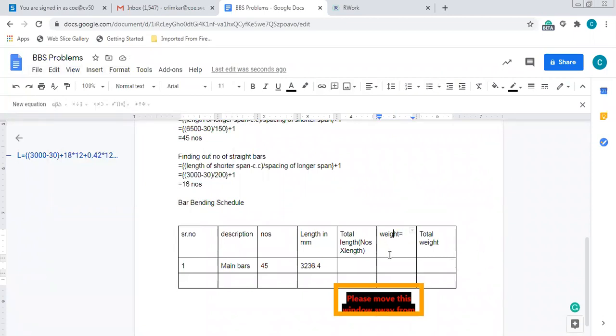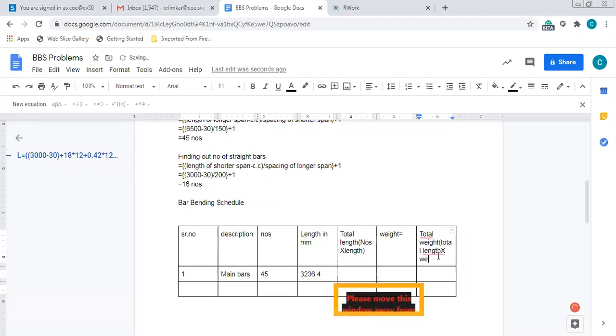The formula is known to you, that is d square by 162. I'm just finding that formula, but I'm not getting it. And total weight is nothing but total length multiplied by the weight.